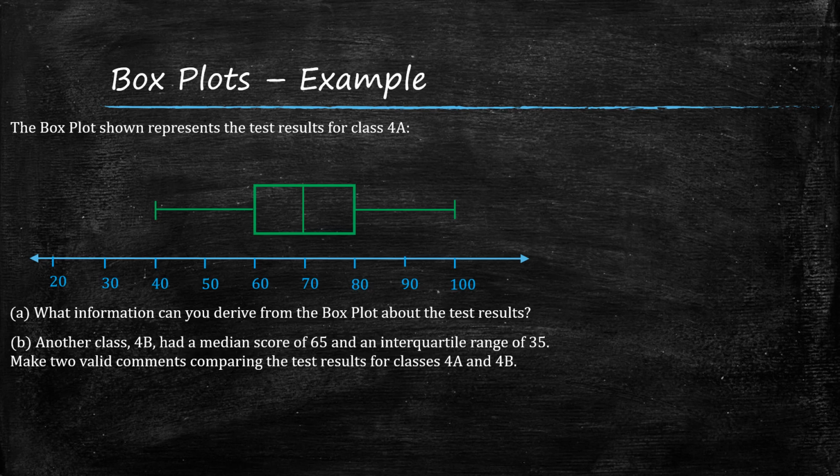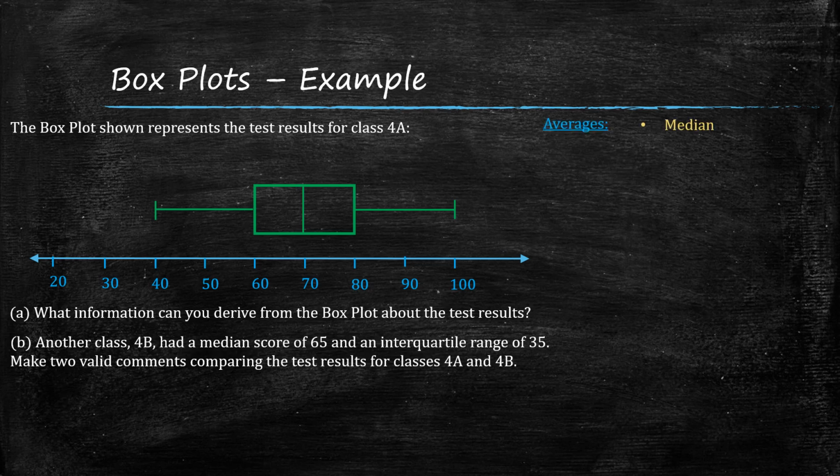Okay, let's look at part A. What information can you derive from the box plot about the test results? Now recall that a box plot is also called a 5-figure summary. So at the very least, there are 5 pieces of information we can derive from this box plot about the test result data set. And then taking those 5 figures, we should be able to derive additional information about the data set. So let's start with that.